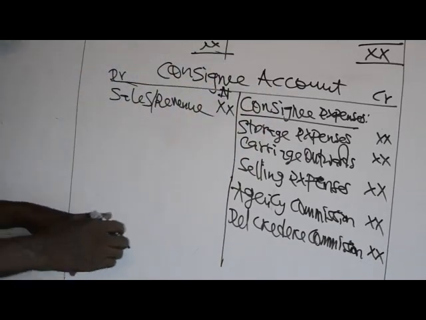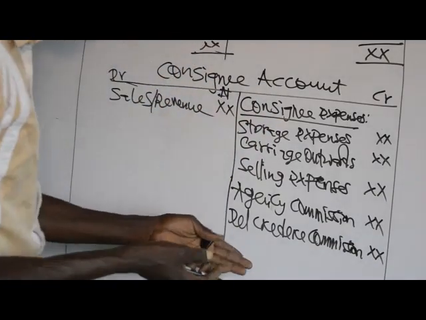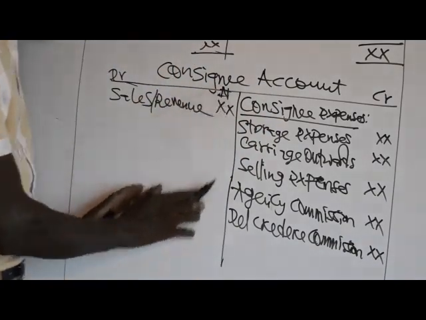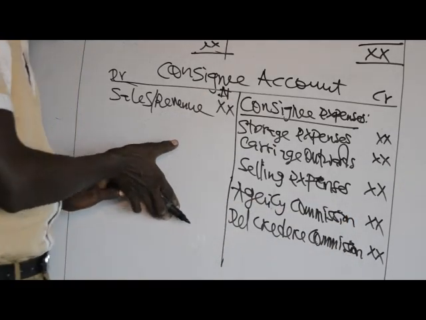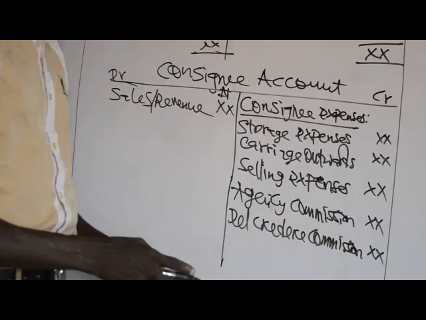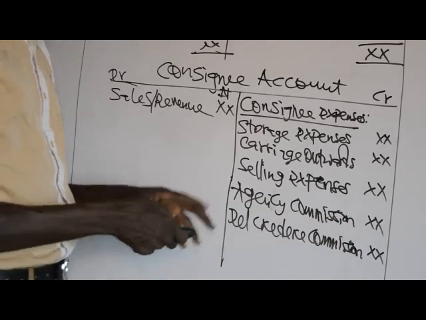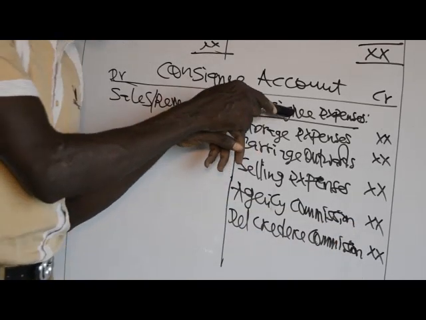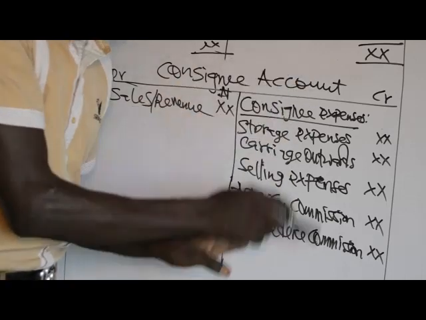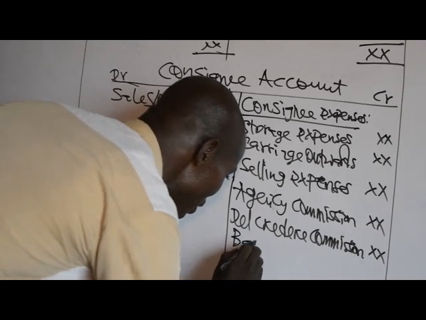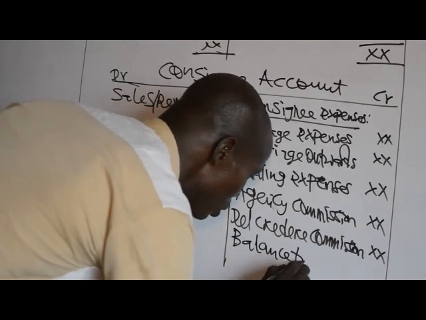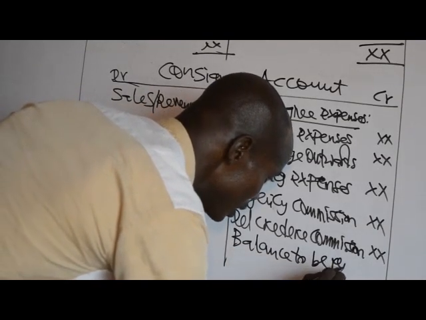Then the difference will represent the balance to be remitted to the consignor. The debit side is expected to be greater than the credit side. So the amount by which the debit side exceeds the credit side will be the balance to be remitted to the consignor. There are no consignor expenses here; you only consider the consigning expenses. So, balance to be remitted.